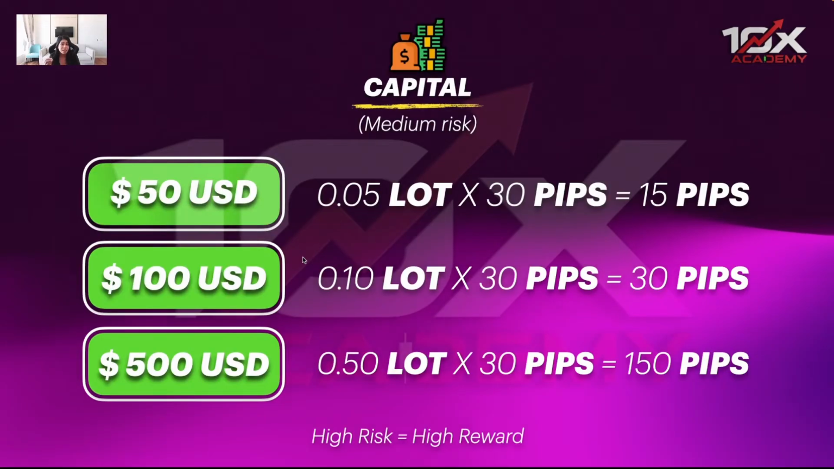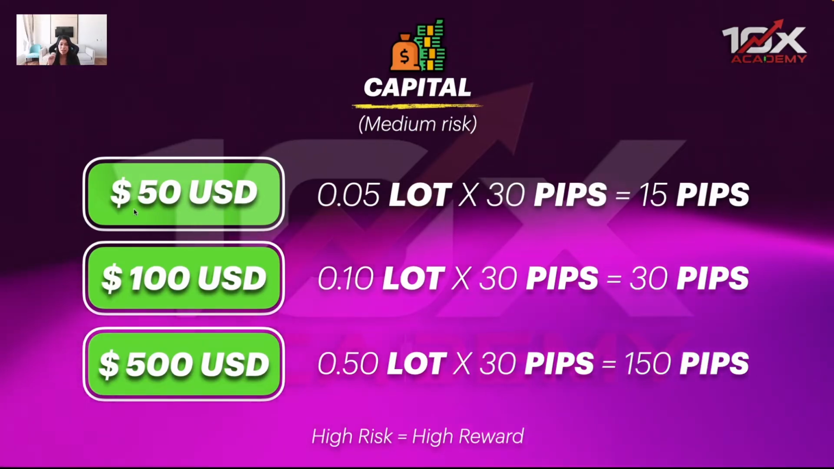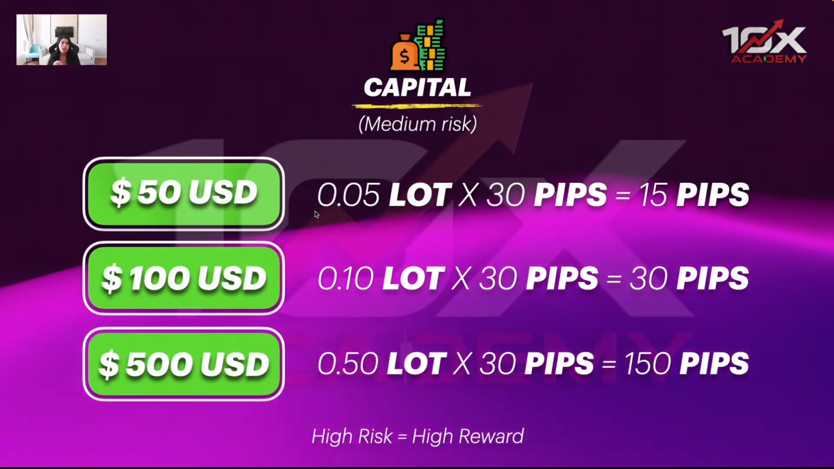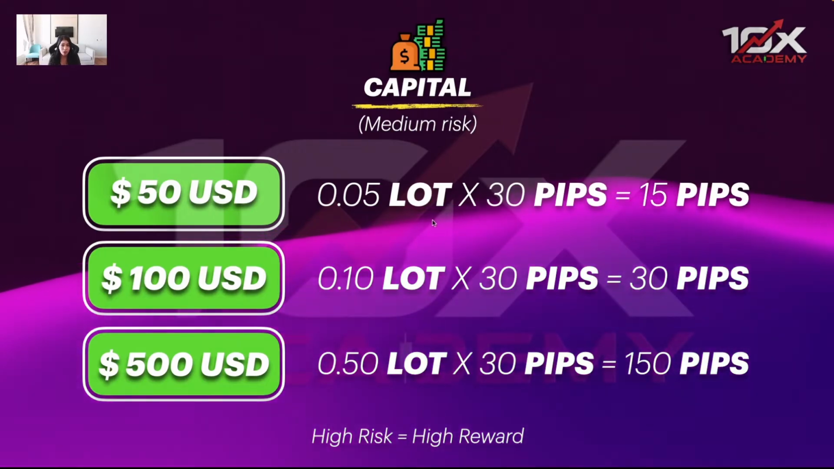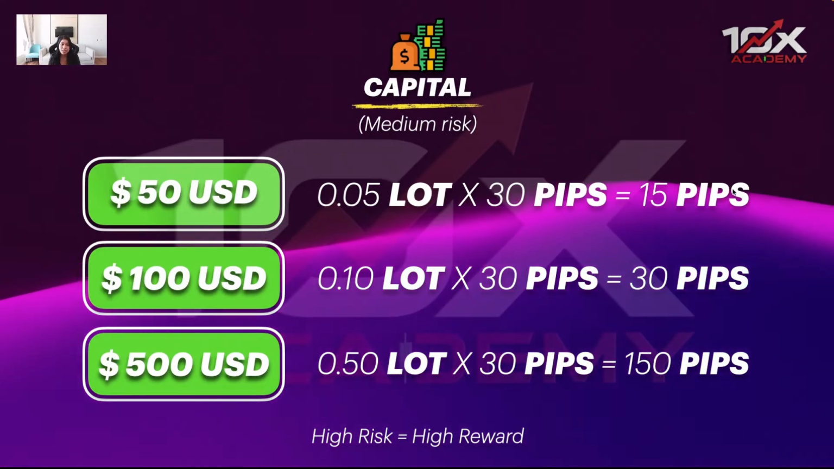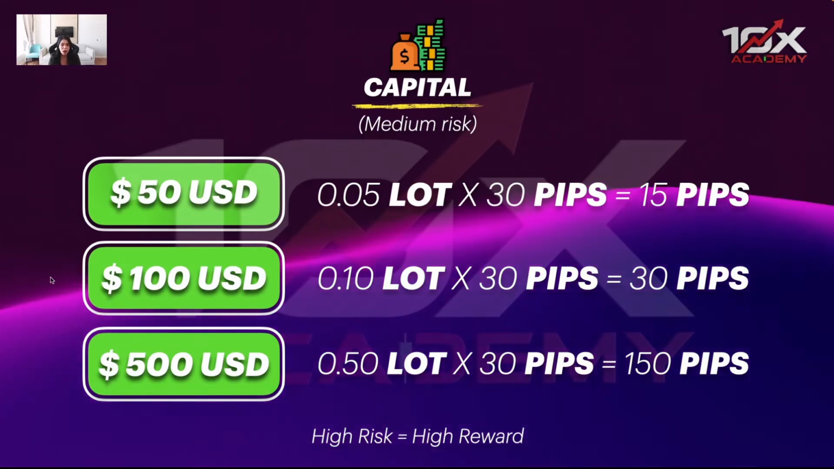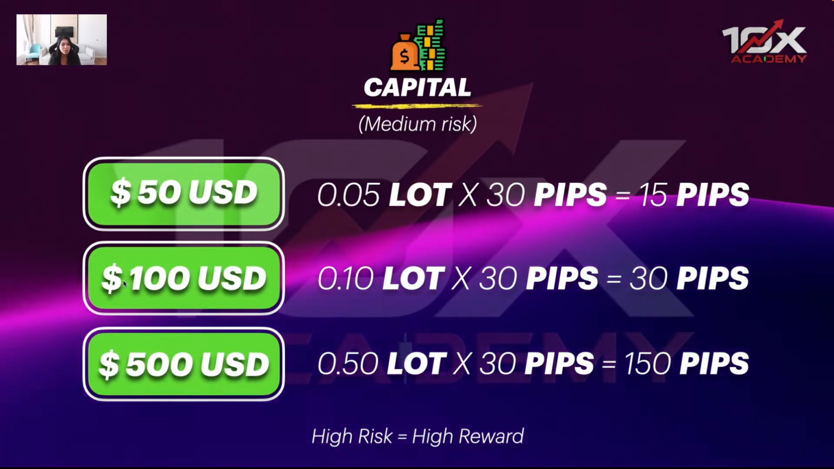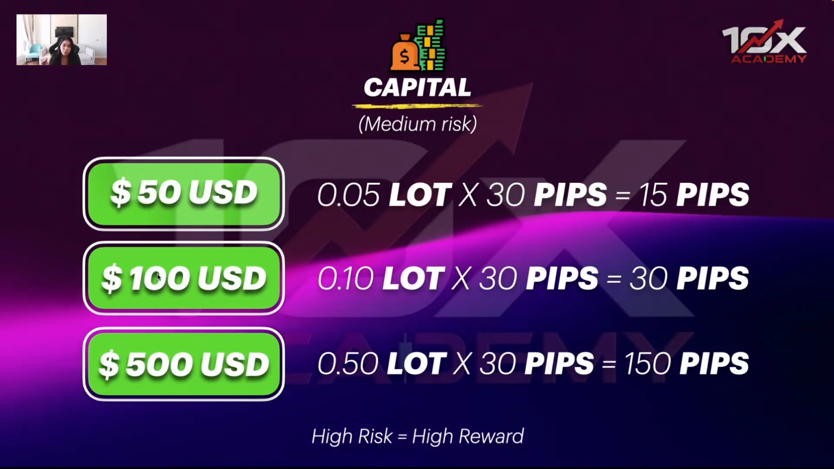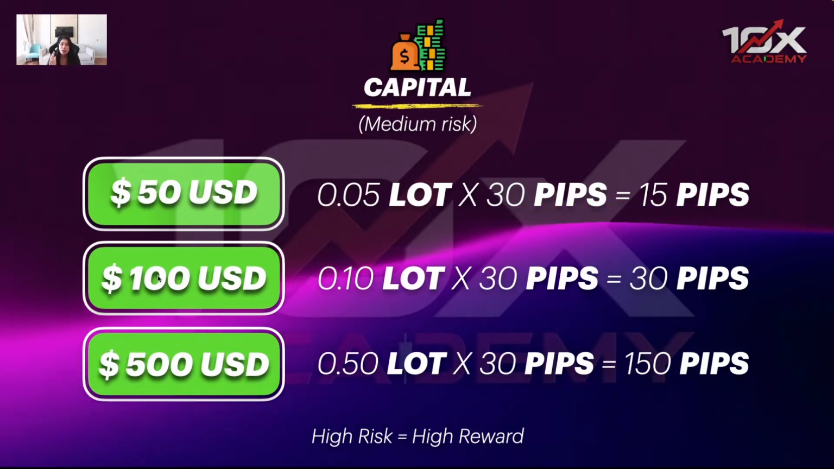Okay, fighters, here I want to show you, the bigger your capital, the bigger your reward. Why? Let me explain. Let's say you deposit 50 US dollar. For 50 US dollar, you can enter up to 0.05 lot size times 30 pips, and you get 15 pips. Now, let's say you deposit 100 US dollar.